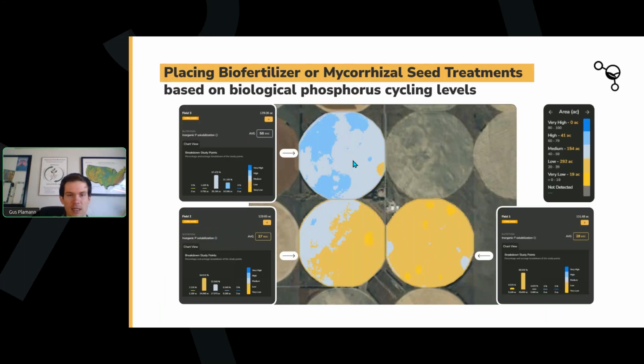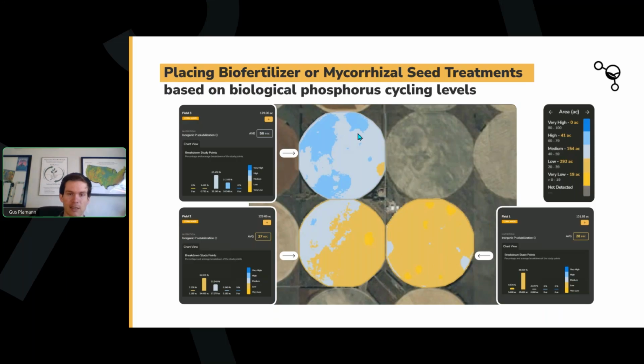Next, and I think this is the last specific seed treatment and seed placement case study to look at. This is focused on placing biofertilizer or mycorrhizal seed treatments. Mycorrhizae, I want to mention, have a lot of great beneficial functions, not just on nutrient cycling, but also on stress tolerance and other beneficial and biocontrol and disease protection. But in this case, we're going to focus on how mycorrhizal seed treatments can be applied to improving nutrient cycling. Specifically, here we're looking at phosphorus cycling levels.